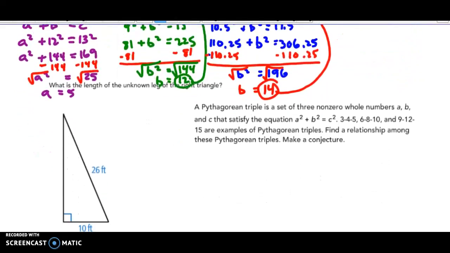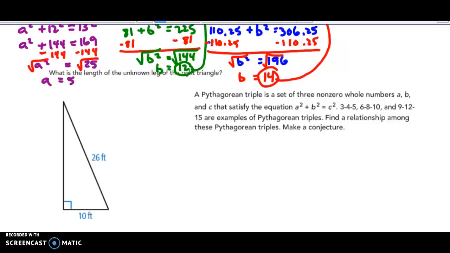So something that you will begin to notice as you start working these is that there are some very common dimensions of right triangles that we'll see over and over and over. And we call these Pythagorean triples. So a Pythagorean triple is a set of numbers that make this equation true. It fits this a squared plus b squared equals c squared pattern because not all numbers will, but there are some common a, b, and c values that will always make this true. And we call those Pythagorean triples.